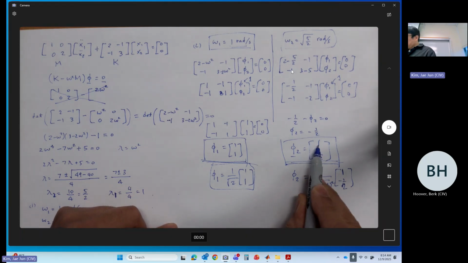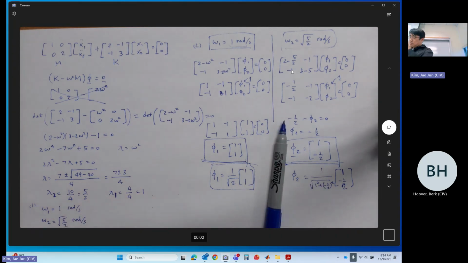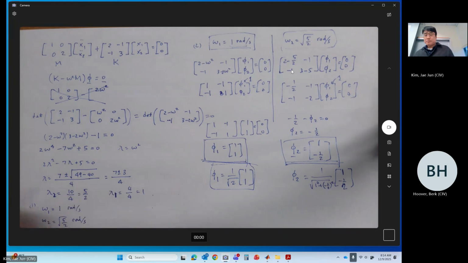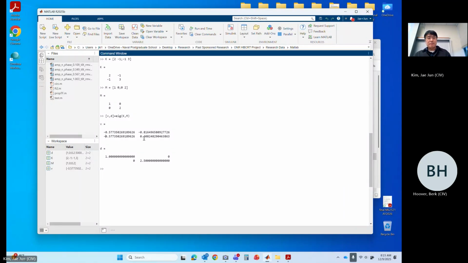But the relationship is when the first x moves by 1, the other one moves by half in the other direction, right? And MATLAB says this moves by 0.81. The second one moved by 0.40. So it's half and opposite direction.